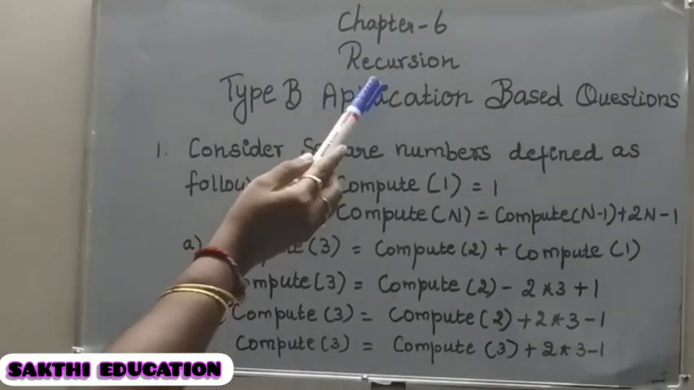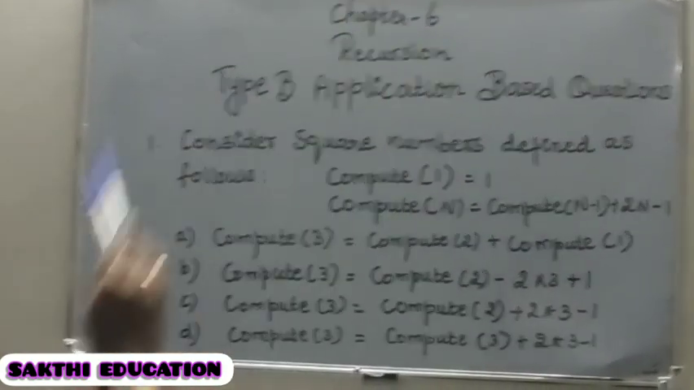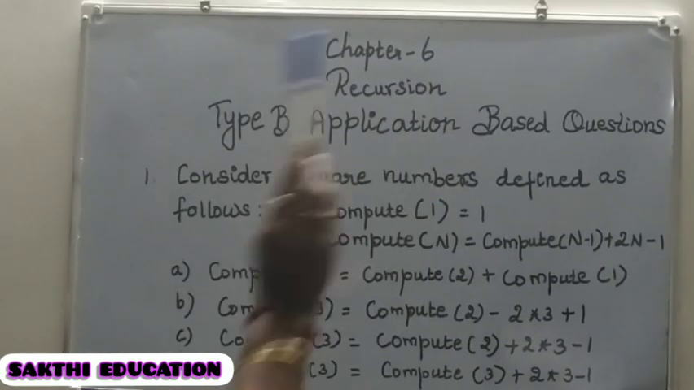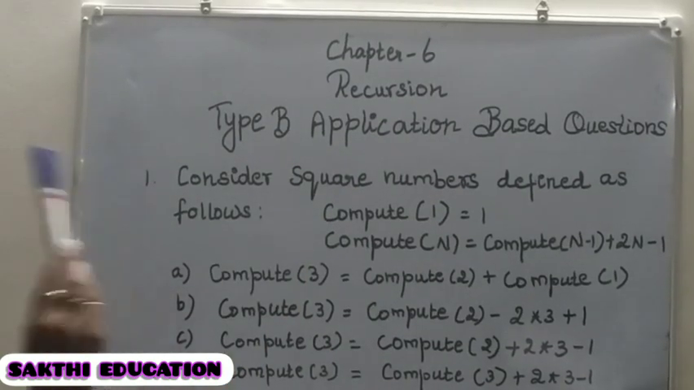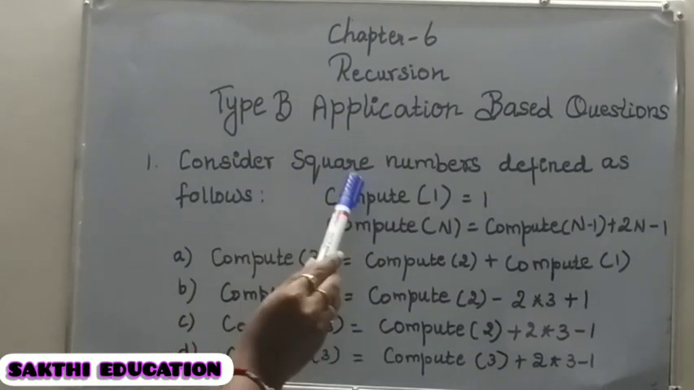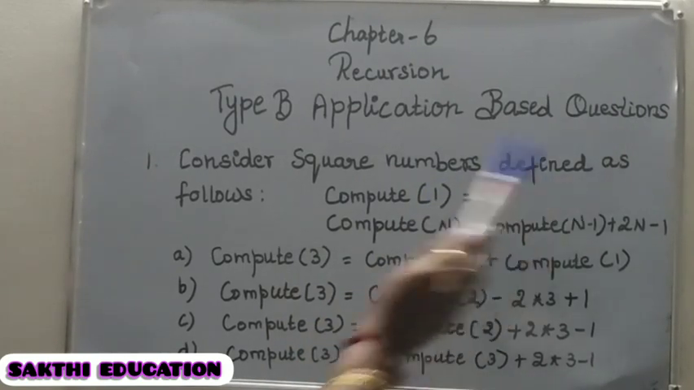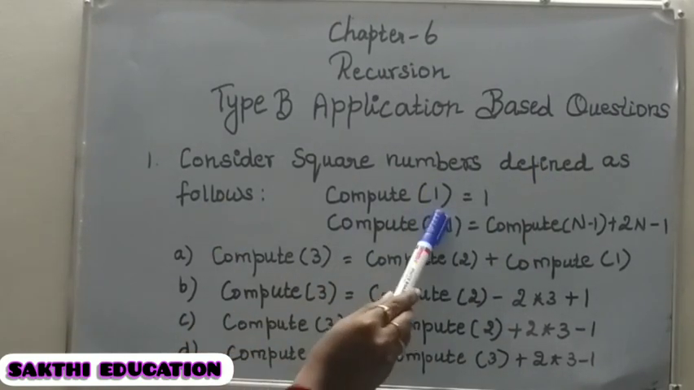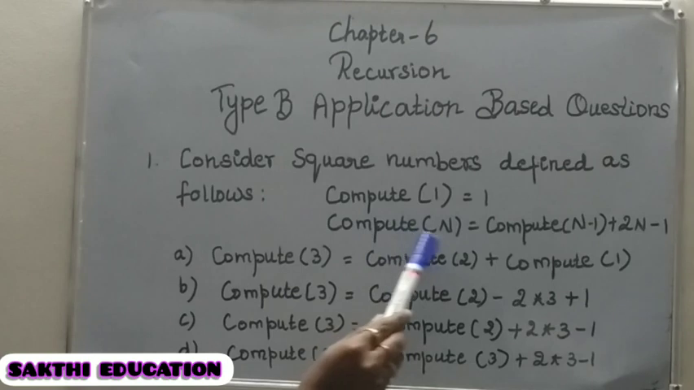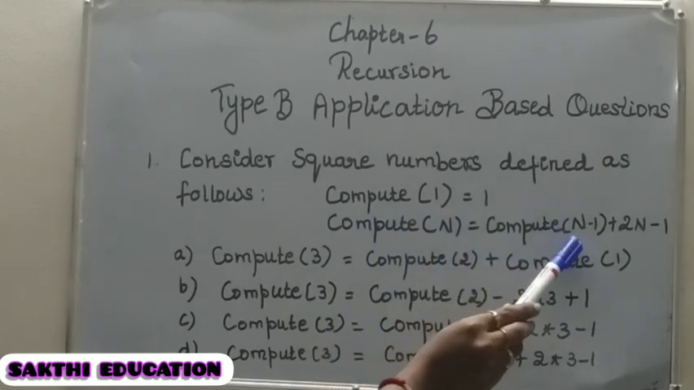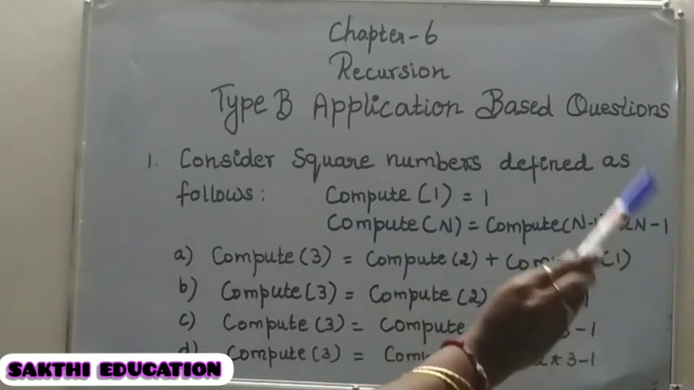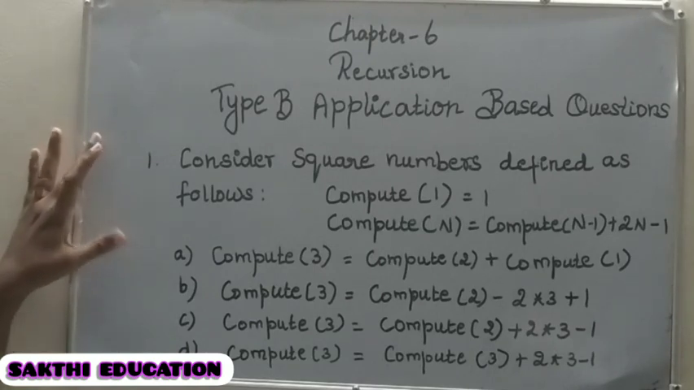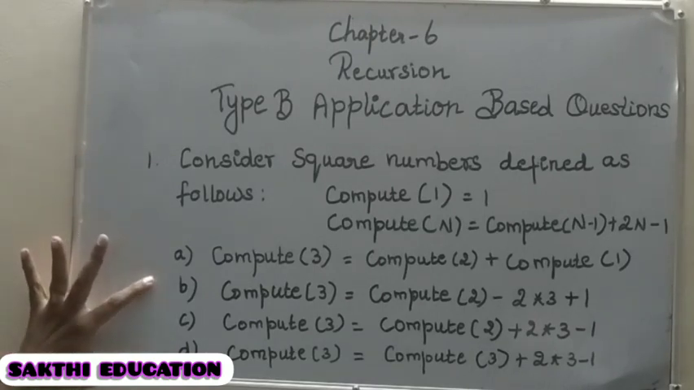Today we are going to discuss Chapter 6 Recursion. Type B application based questions. First question. Consider square numbers defined as follows. Compute of 1 equal to 1, compute of n equal to compute of n minus 1 plus 2n minus 1. This is your question. Based on that you have to select the option.